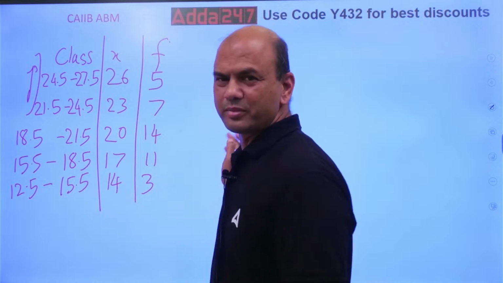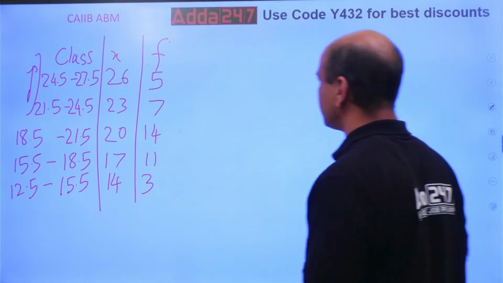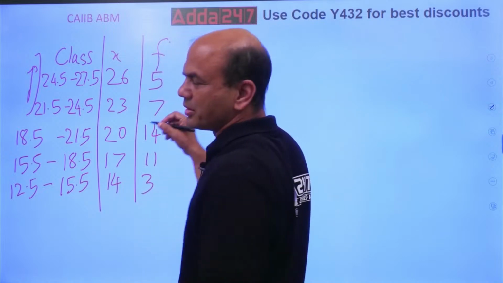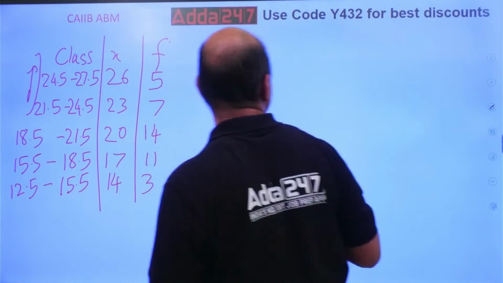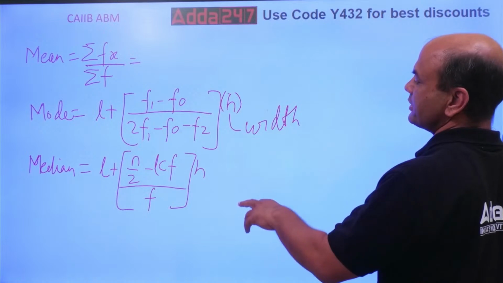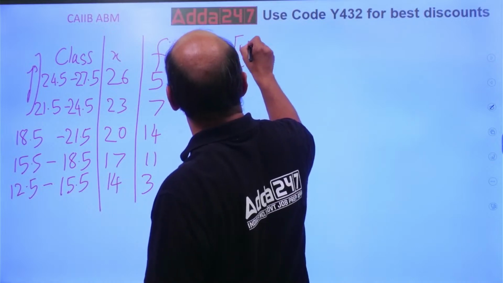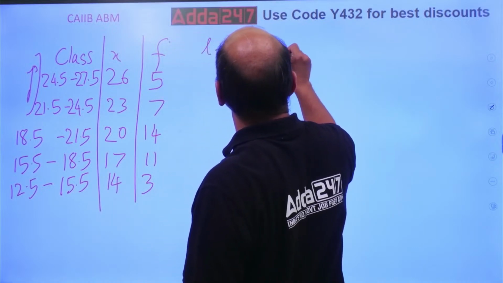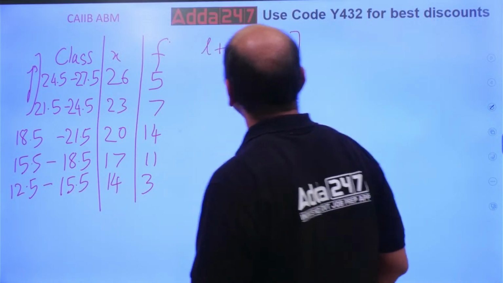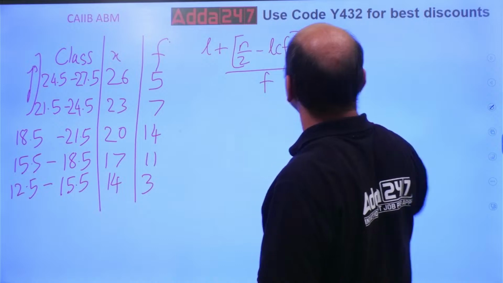So I won't write the formula again because it will be a huge page consuming or slide consuming. Okay? So L plus, okay, so let's write it here. L plus n upon 2 minus LCF, less than cumulative frequency, upon F into H, right? That was it, no?